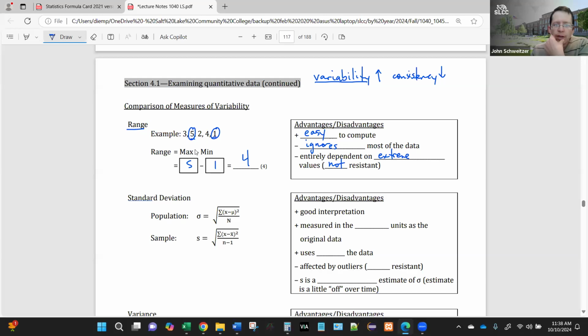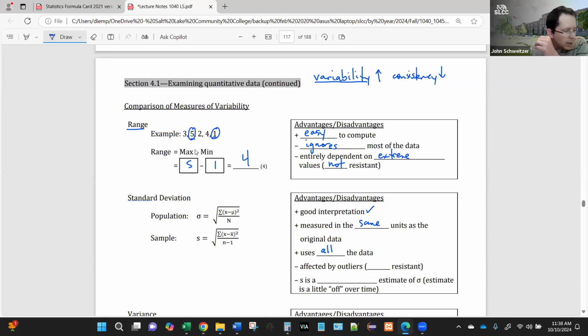So what are the advantages? Well, it has a good interpretation. It's basically the average distance away from the middle of the data set. And it's measured in the same units as the original data. So if your data set is in hours or in pounds, then your standard deviation will be in the same units, hours or pounds. So it has a really nice and easy interpretation. It also uses all of the data. So those are the advantages.